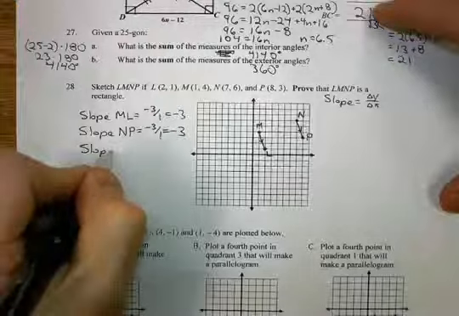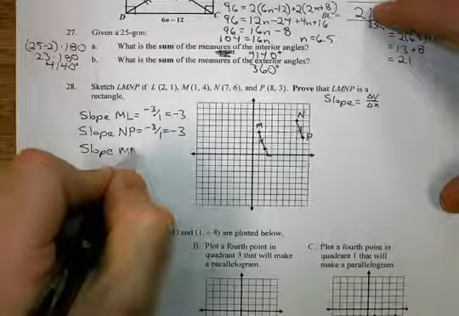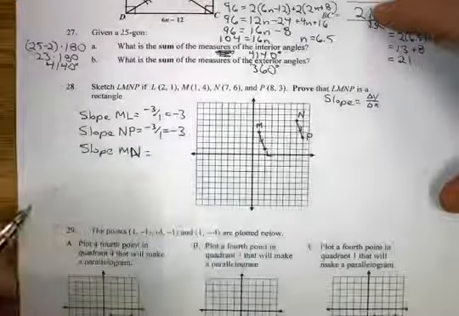Next, let's look at the slope of M to N. Should be an N there. Let's try it again.